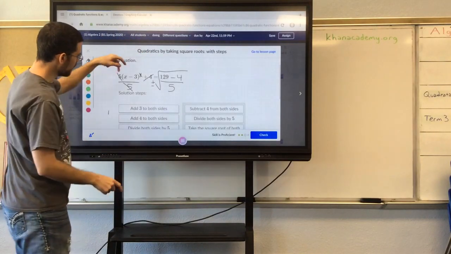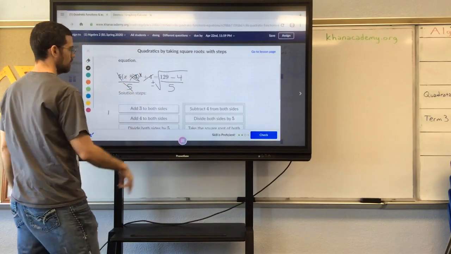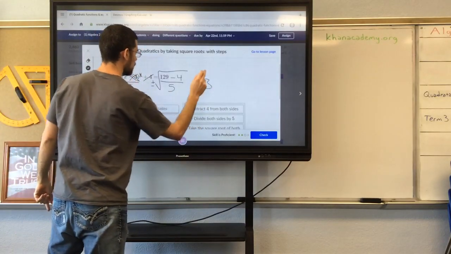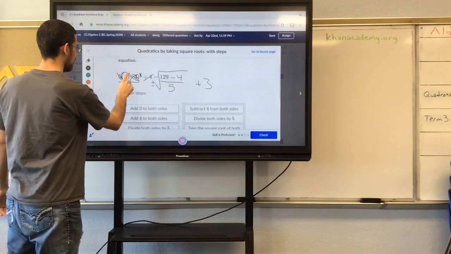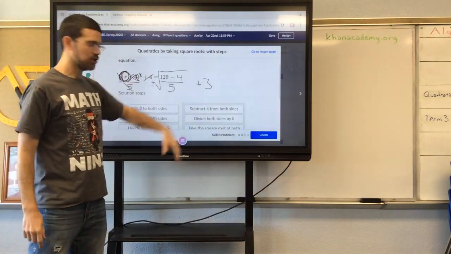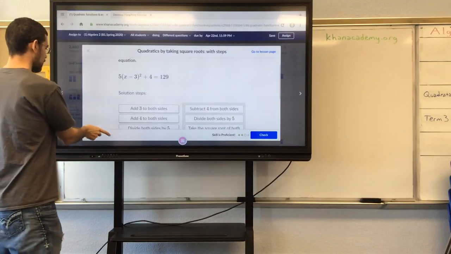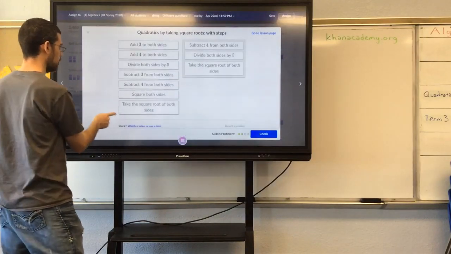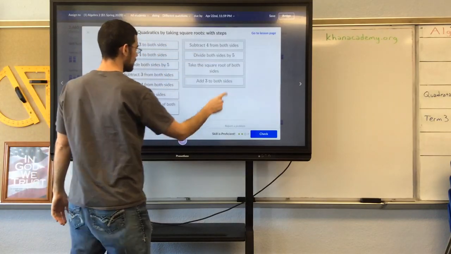And next, we have to add 3 to get rid of that. Add 3 to both sides. Now the only thing left on this side of the equation is that x right there. X equals all that junk over there, which you could solve, but they don't ask for that. We're going to add 3 to both sides.